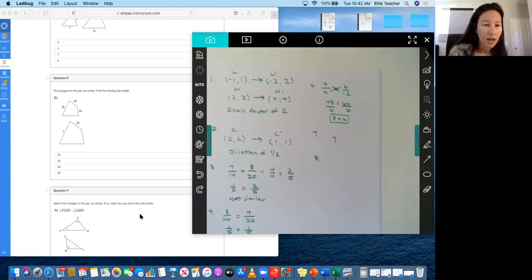Number 8, the polygons in the pair are similar, find the missing length. So the same thing. This one's a little bit harder. You might want to set up your proportion.